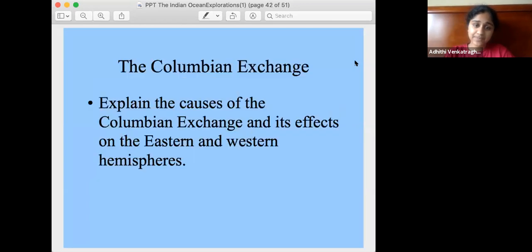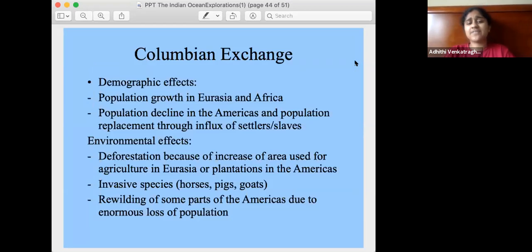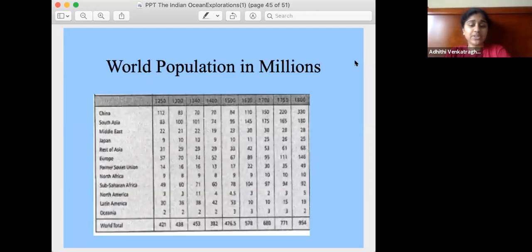This is a map. The Columbian Exchange. So explain the causes of the Columbian Exchange and its effects on the Eastern and Western hemispheres. So this is the Columbian Exchange. Its demographic effects included population growth in Eurasia and Africa. The environmental effects included deforestation, invasive species, and the rewilding of some parts of the Americas. So this is the world population in the millions, just a table that you can take a look at.